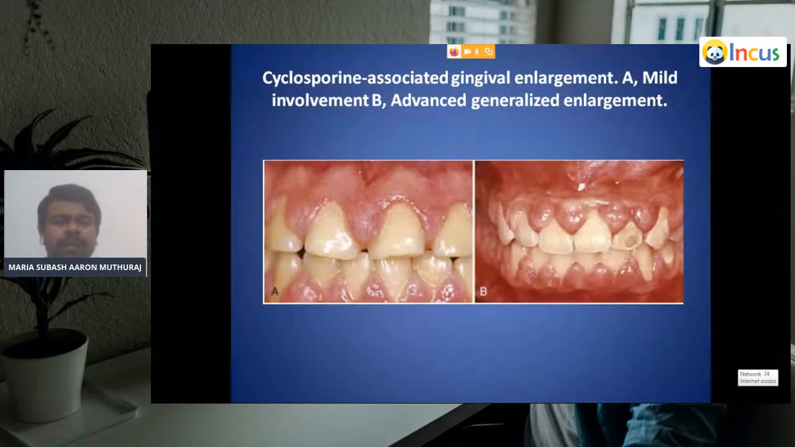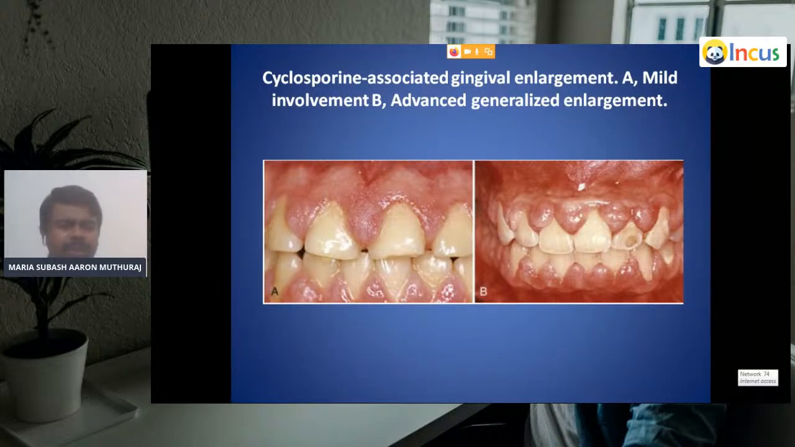Here, in case of cyclosporine associated gingival enlargement, the first image represents the mild enlargement. In phenytoin enlargement, young people will be affected, whereas in cyclosporine associated gingival enlargement, mostly children will be more affected. In some cases there will be mild enlargement, but in many cases generalized enlargement will be present. In cyclosporine associated gingival enlargement, generalized gingival enlargement will be more common.